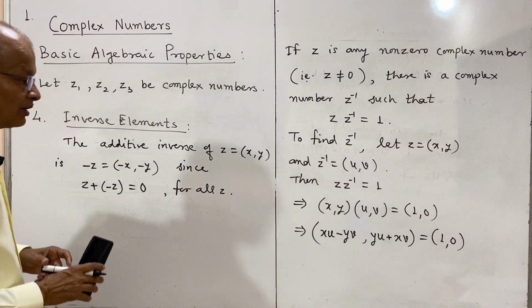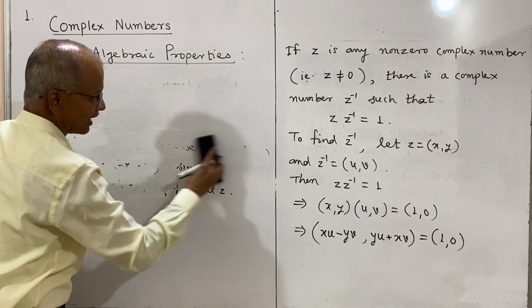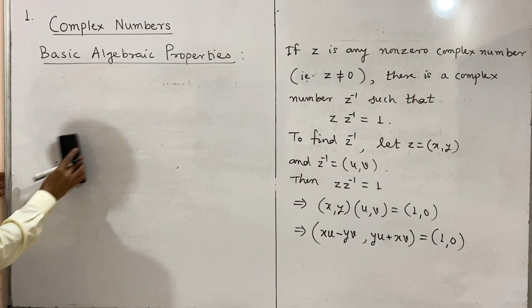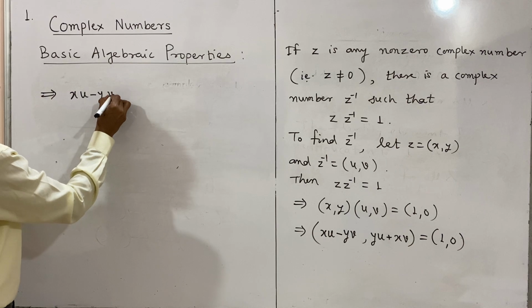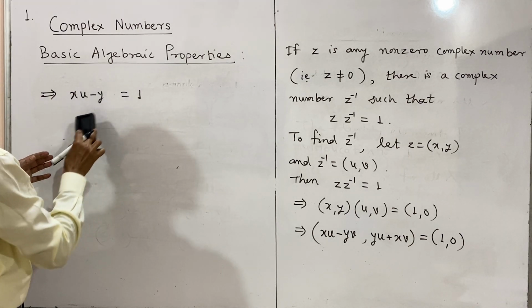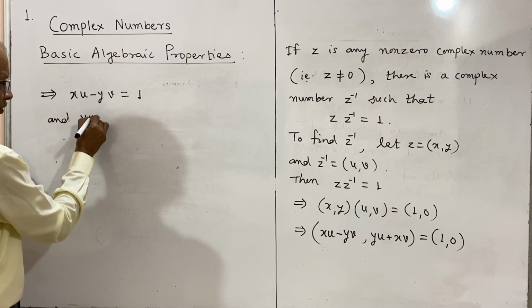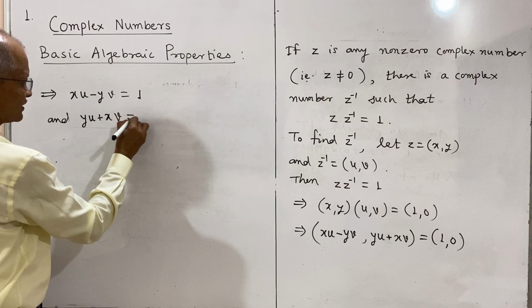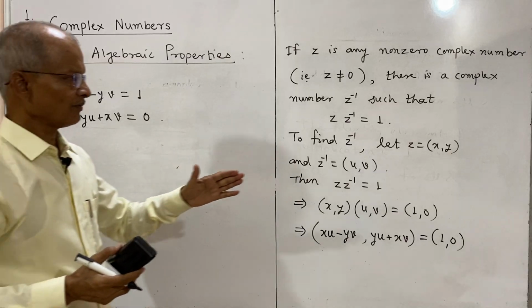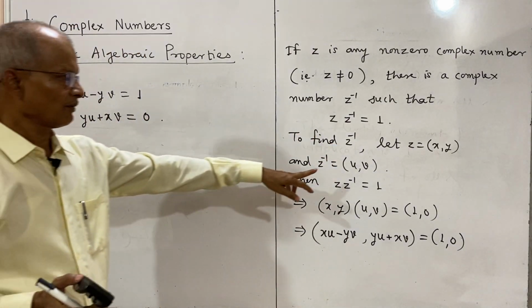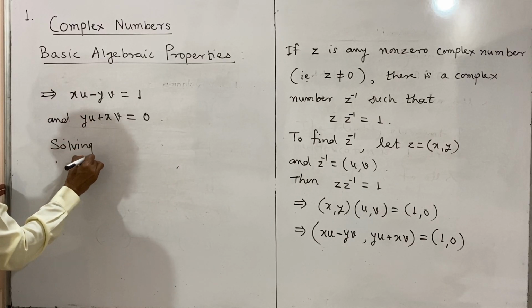Now by equality of complex numbers, two complex numbers are said to be equal if their real parts and imaginary parts are equal, and this implies x into u minus y into v is equal to 1, and y into u plus x into v is equal to 0. Now solving these two equations, we shall obtain the value of u and v, and that is our inverse element.